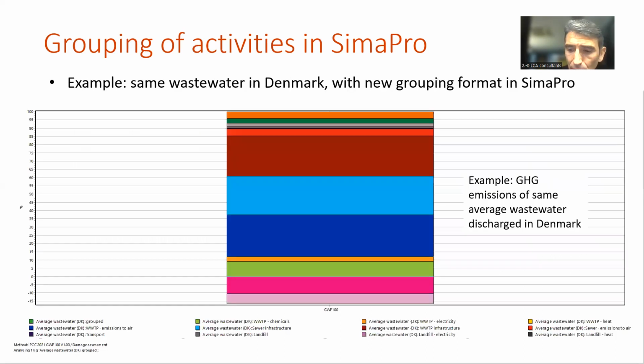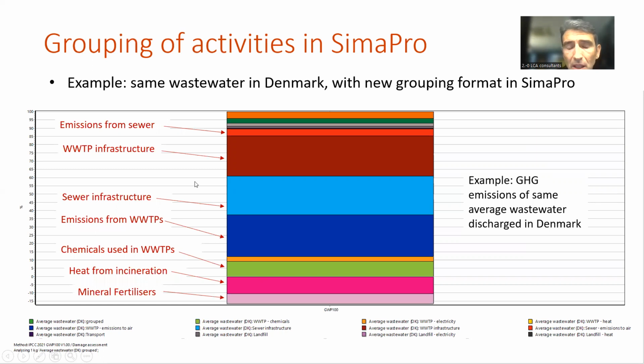Let's look at an example of what it looks like. This is the same wastewater I analyzed before, but using this new grouping of activities. As you can see, the number of activities that we have here now in the graph contributing to the greenhouse gases is much lower. And the idea is that now it should be much easier for you to interpret the results. You now get quickly an idea of whether the emissions are coming from the wastewater treatment plants or from sludge disposal, if the credits are related to fertilizers or to incineration of sludge, etc.